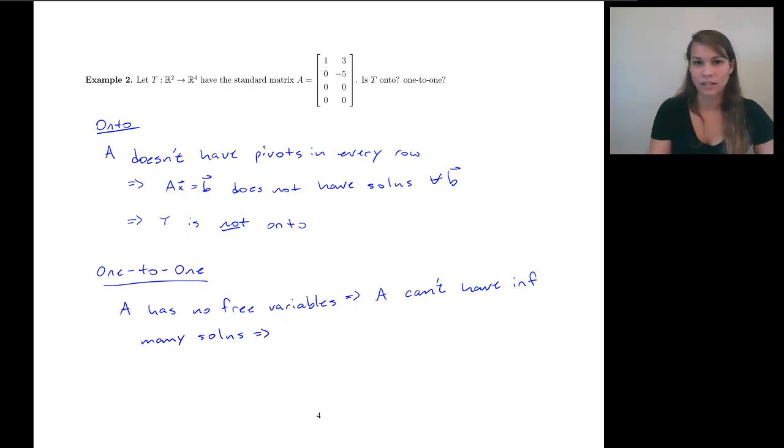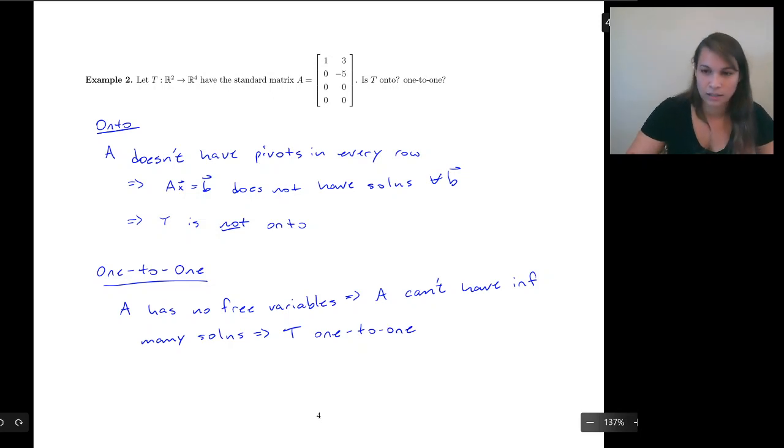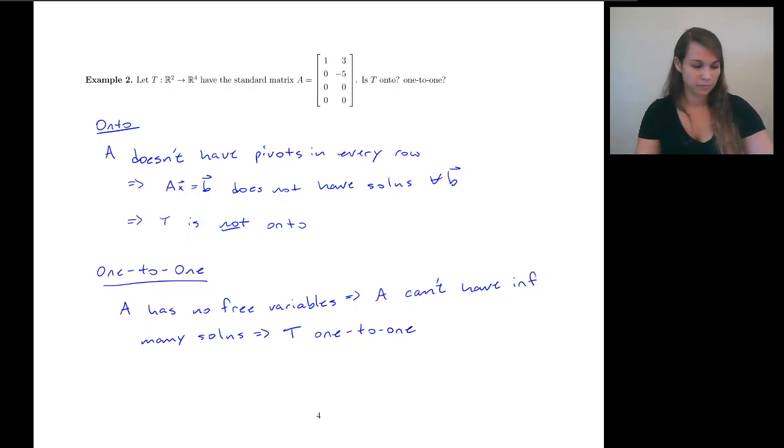This isn't the augmented matrix. If we had B, then we would know whether or not B had a pivot in it, and that would tell us if we have one solution or no solutions. But it's enough to know that we don't have infinitely many solutions. That's all we care about. So then, since we're in the case of not infinitely many, that means T is one-to-one. Okay.